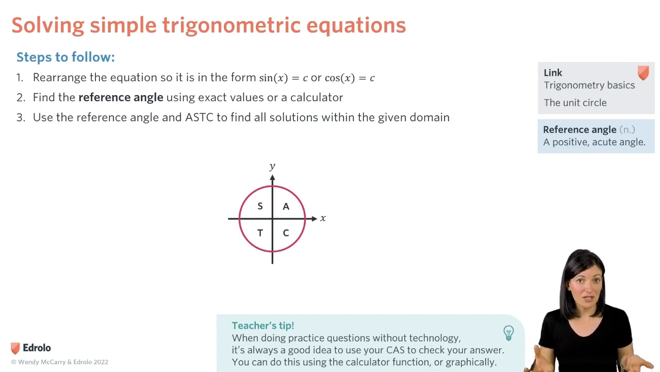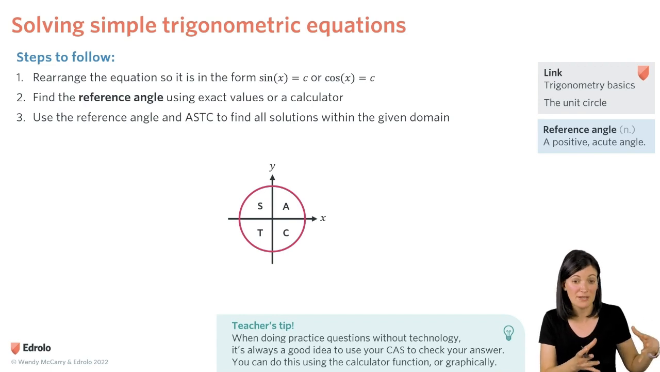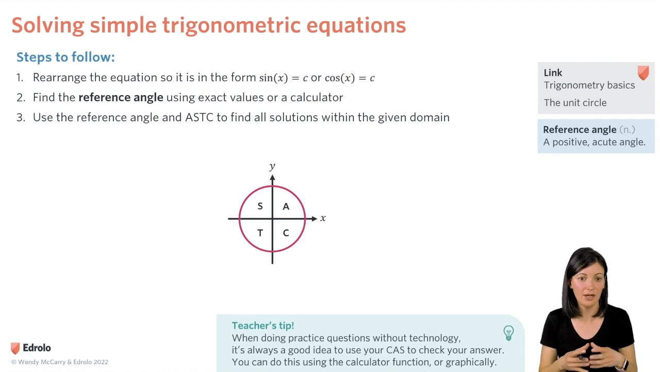Now, I'm going to suggest to you that when you're doing some practice questions, you use your CAS calculator to check your answer, because that's a very good way for you to practice using the CAS to solve trig equations. But it's definitely something that's probably going to come up in paper 1, and we do need to be able to do it by hand, okay?